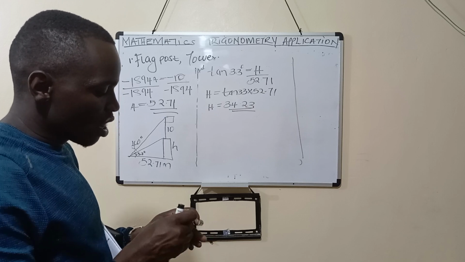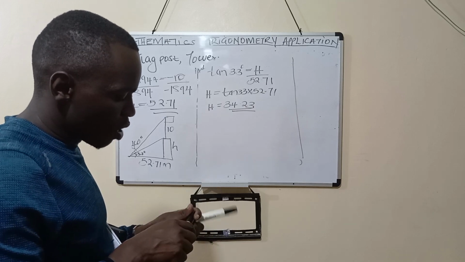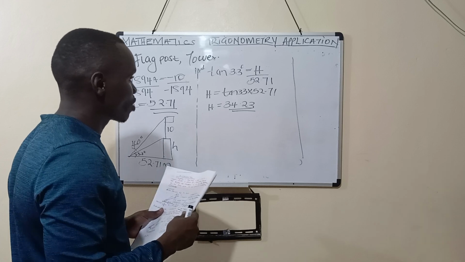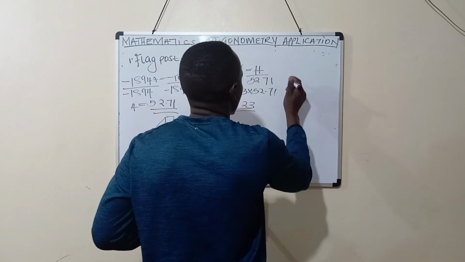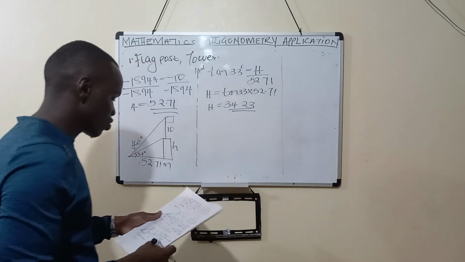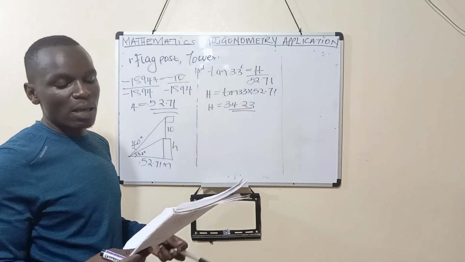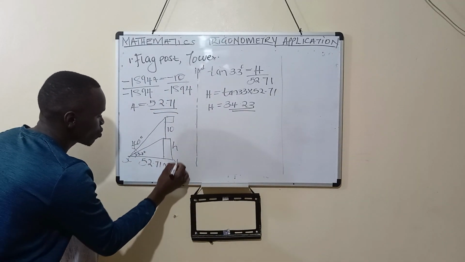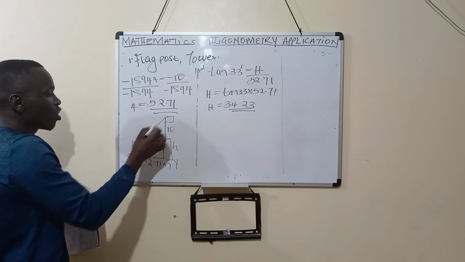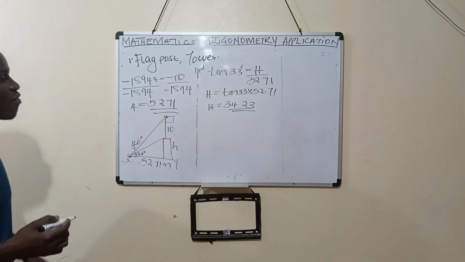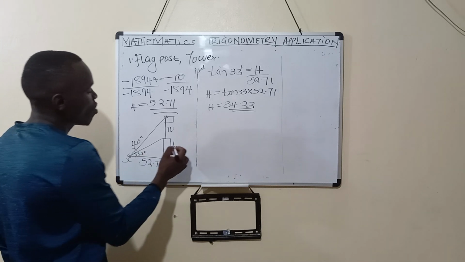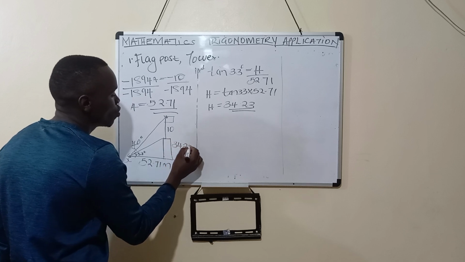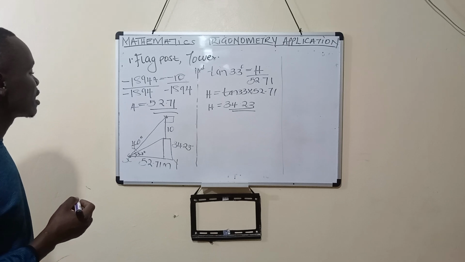Then we are going to question B, so that we can give justice to the question as it should be. For question B, the question was: find the shortest distance from the point on the ground to the top of the flag post. In this case, we have to use Pythagoras theorem. Remember, we now have the value of height here as 34.23.